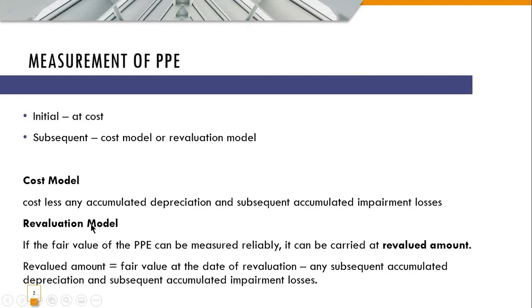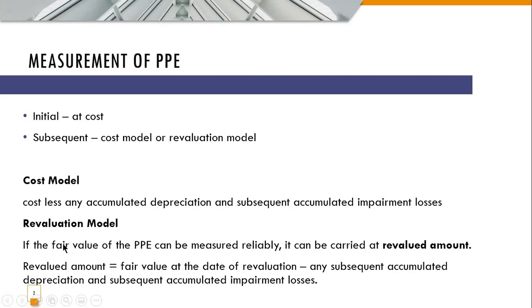Okay, so if you choose revaluation model as subsequent measurement, in revaluation model, if the fair value of the property, plant, and equipment can be measured reliably, okay, it can be carried at revalued amount. Okay, so technically, we can only carry or measure a property, plant, equipment using the revaluation model if its fair value can be measured reliably. Okay, so the revalued amount, fair value at the date of revaluation minus any subsequent accumulated depreciation and subsequent accumulated impairment losses.